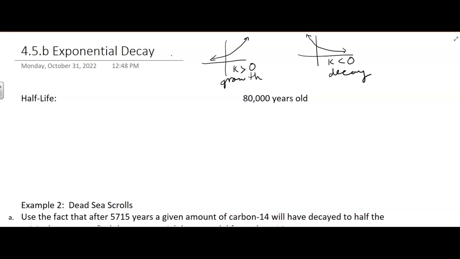So an example of decay, we said, is a radioactive substance, because the substance is decaying over time. And they talk about what's called a half-life. A half-life is how long it takes a radioactive substance to decay to half the amount.